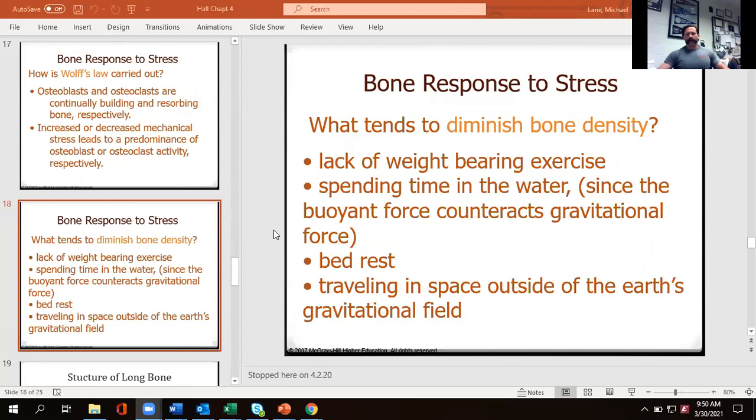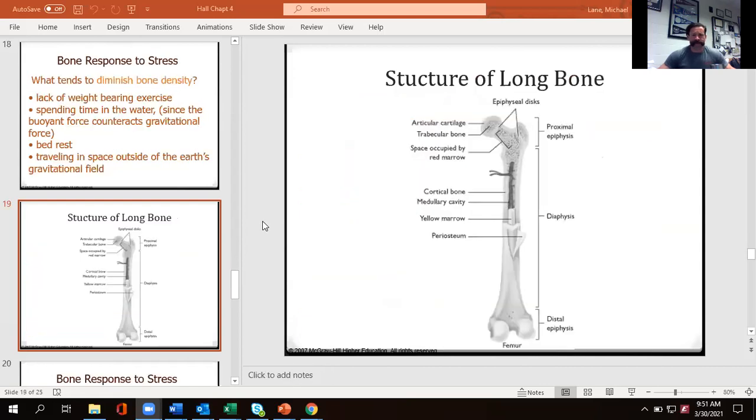So what's going to diminish your bone mineral density? Well, not having to deal with a lot of force. This can be when we're not exercising, we're spending a lot of time in water because buoyancy affects it, so we don't have to deal with gravitational force, and then bed rest and/or getting off this planet. Now, obviously there are different levels of effort and intensity you need in order to have some of these effects. But like anything, if you're not giving your body a reason to keep your bone mass, how are you going to get rid of it?